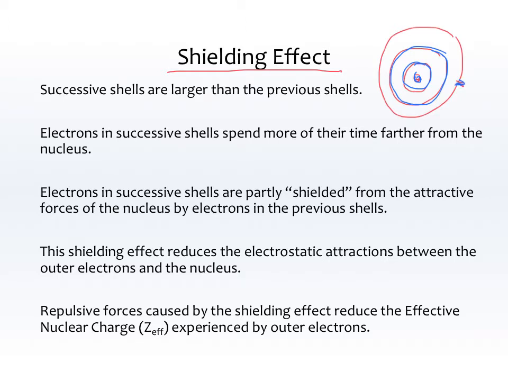And repulsive forces caused by this shielding effect reduce the effective nuclear charge experienced by the outer electrons. The effective nuclear charge pretty much being how much the outer electrons can feel the protons from the nucleus, from the center of the atom. So effectively what the nuclear charge is, not actually what the nuclear charge is.